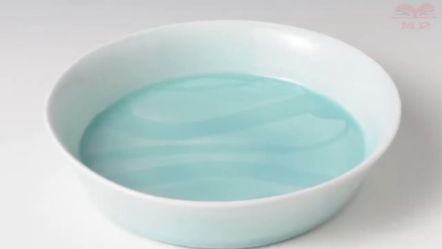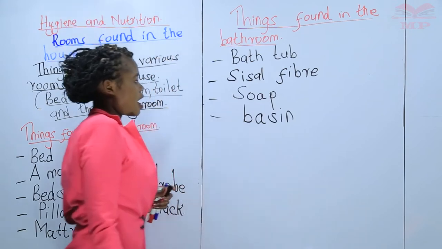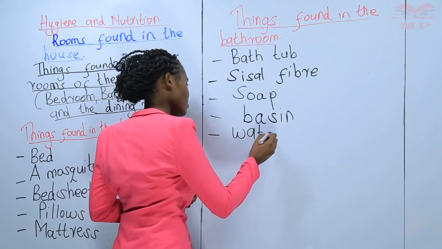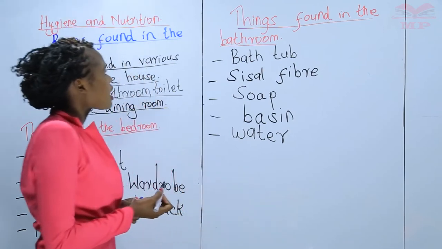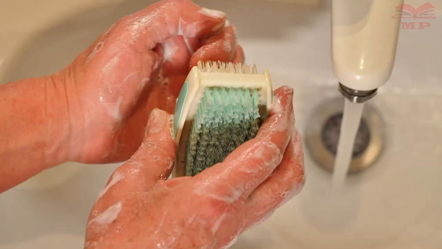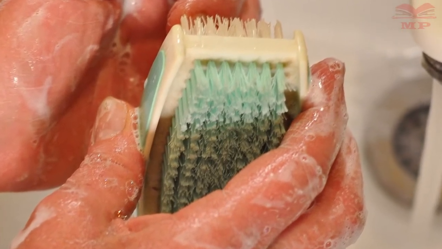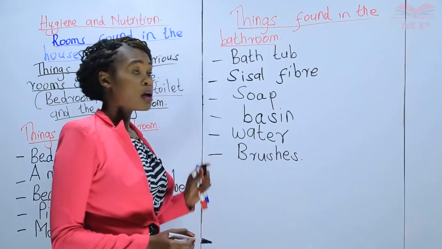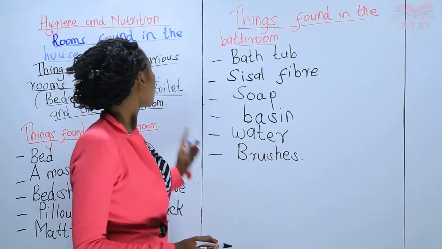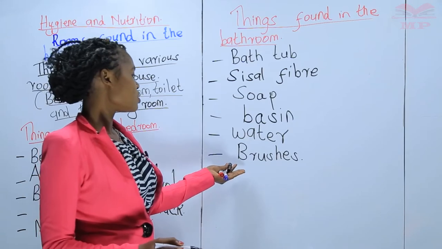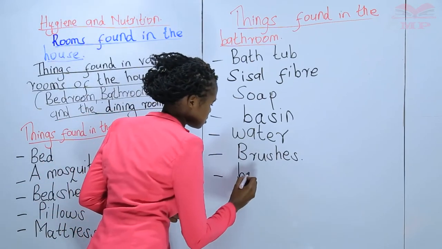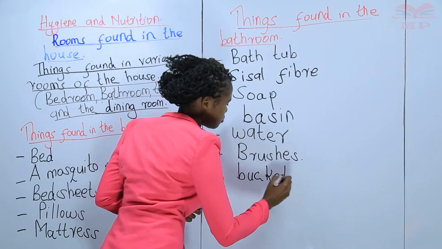Of course, you'll put your water on a basin. So, a basin. And the basin is going to have water. Then we also have brushes. The brushes that are found in the bathroom are used to clean the bathroom. Make sure that you take care of the rooms that are found in the house by cleaning them. We also have buckets. You can get buckets in the bathroom, maybe to put water.